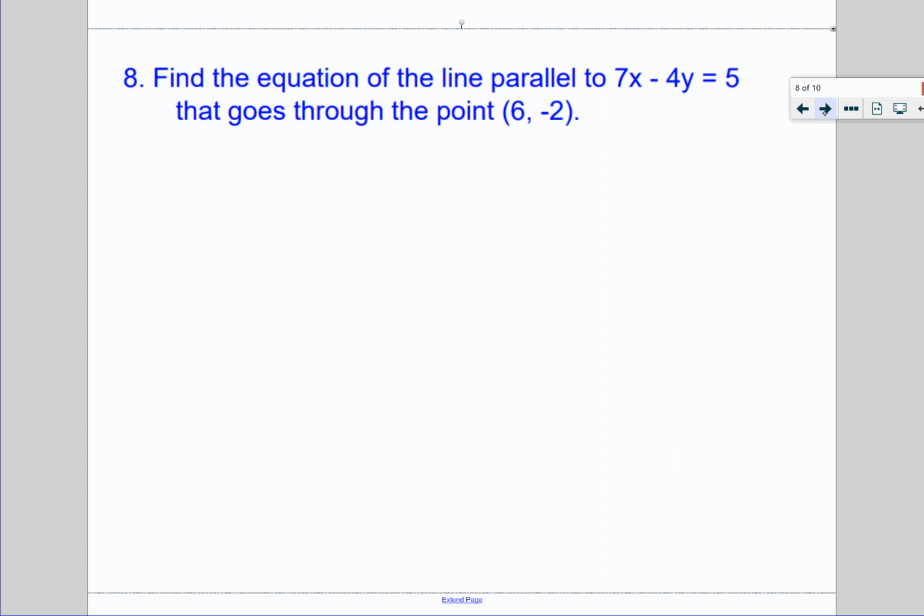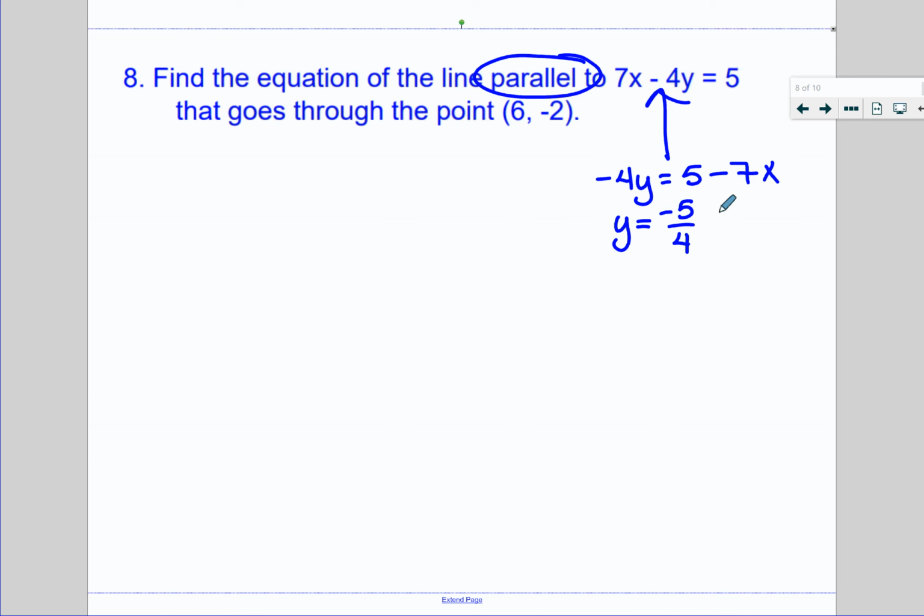Find the equation of the line that is parallel to 7x minus 4y equals 5 and goes through the point 6, negative 2. What do you know about parallel lines? Same slope. So that is the only thing I care about from that equation, is what is the slope. What is the easiest way to find the slope of that equation? Get y by itself. All right, so I'm going to move the 7x over, 5 minus 7x. And then I'm going to divide everything by negative 4. It's not going to be pretty. Just leave your fractions there. So it'll be negative 5/4. If I do negative 7 divided by negative 4, it'll be positive 7/4 x.